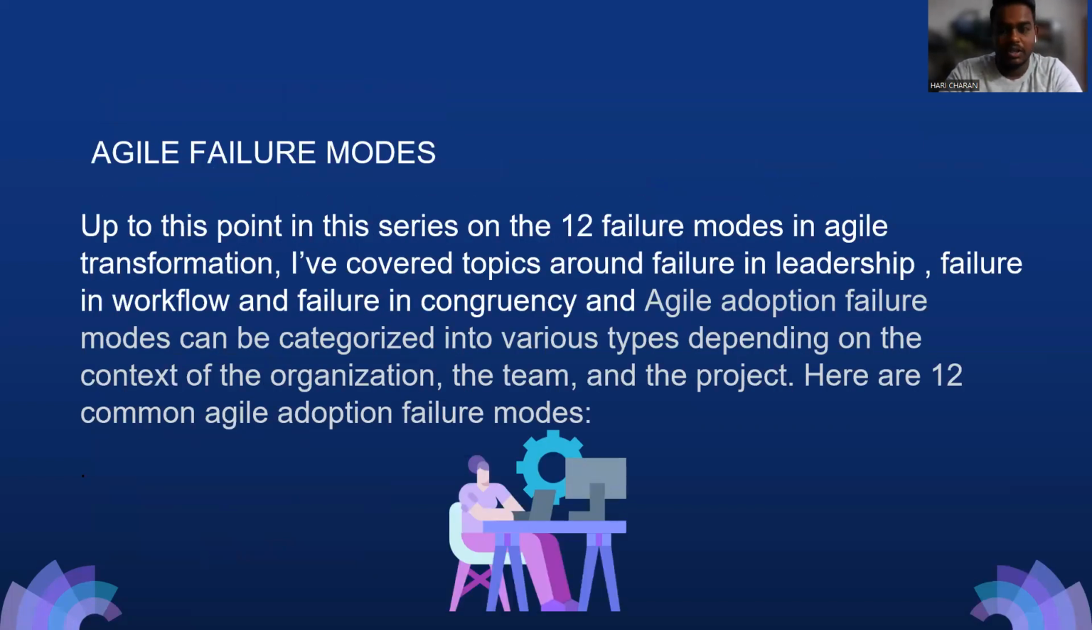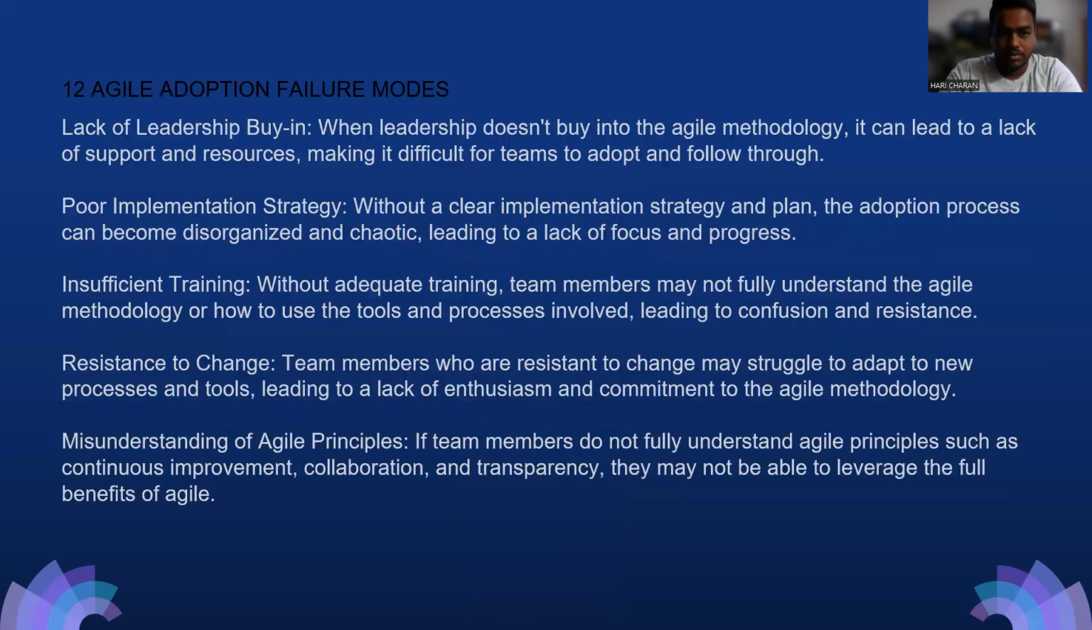So when it comes to the agile failure modes, there are a total of 12 failure modes in agile transformation, and I've covered all these topics in this PPT. And also I will explain about the failures and why each and every failure occurs in the agile model. These failure modes are divided into various types depending upon the organization and teams. And here are the 12 common agile adoption failures.